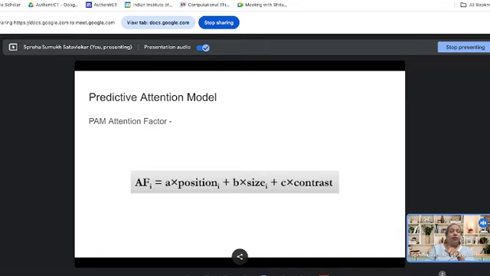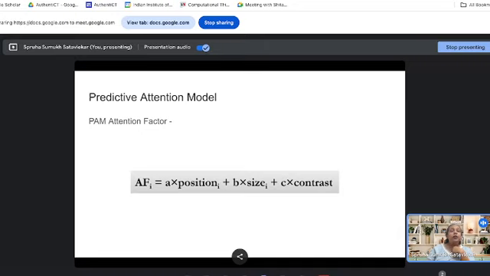If I'm focusing on element i on the screen, the attention factor of i is equal to A times the position of i, plus B times the size of i, plus C times the contrast that the eye has. There may be other factors also, like color, the font, or the timing at which it pops up on the screen. All those factors will also come into the picture, but these are basic examples of attention factor.